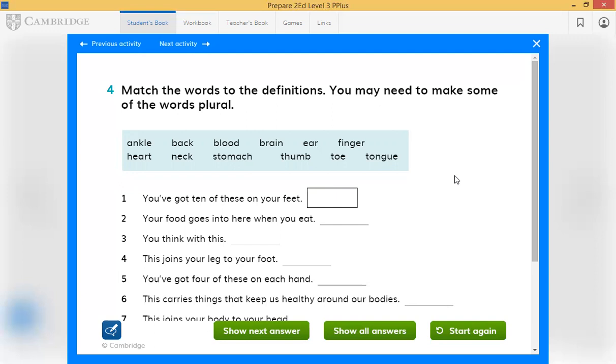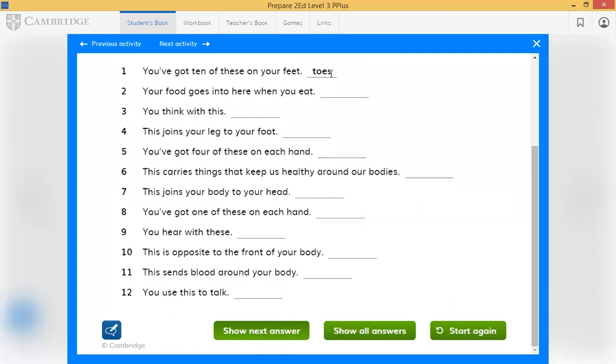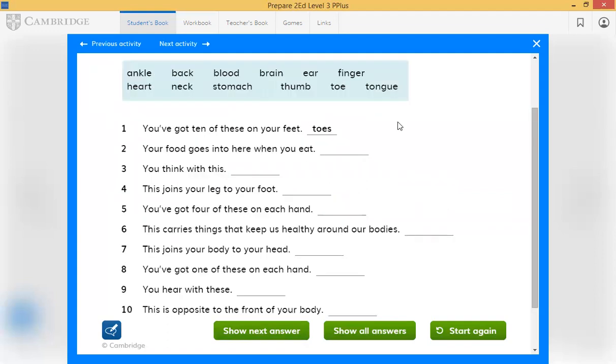Okay, well, number one, you got 10 of these on your feet. Fingers. Finger. But it's on your feet. Es en tu pie. Toes. Okay, guys, it's on your feet. Fingers is on your hand. So they are two different parts.